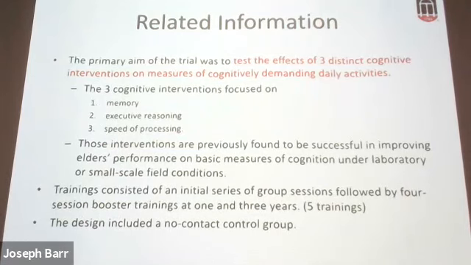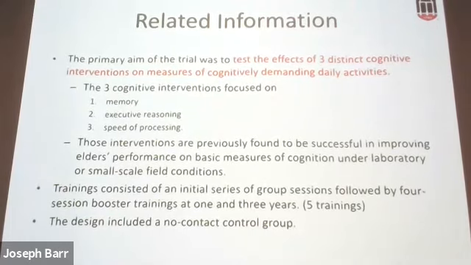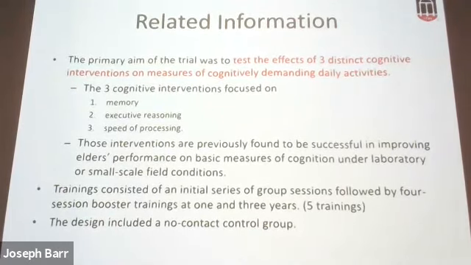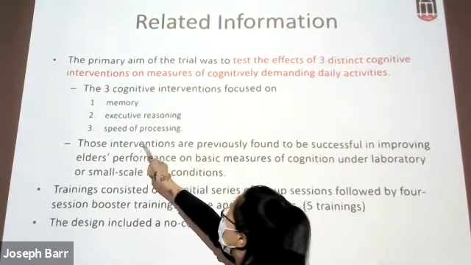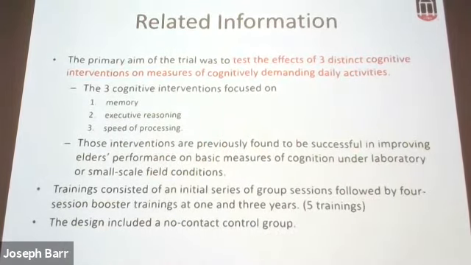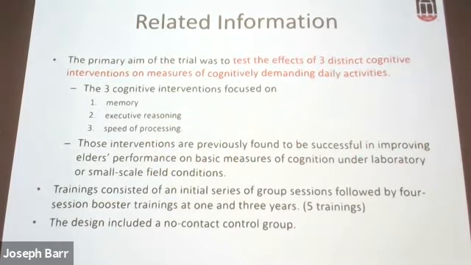So what's the goal? The primary aim of this trial, of this experiment, is to test the effects of 3 cognitive interventions. Of course, those are measures of cognitively demanding daily activities. So which 3? Memory, reasoning ability, and speed of processing. So we have 3 cognitive abilities to be tested.